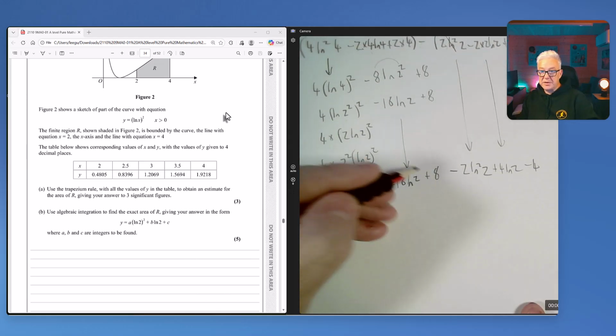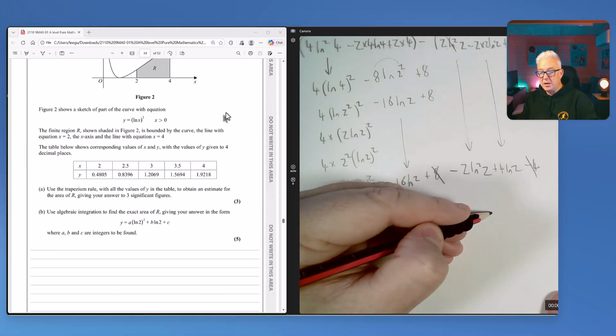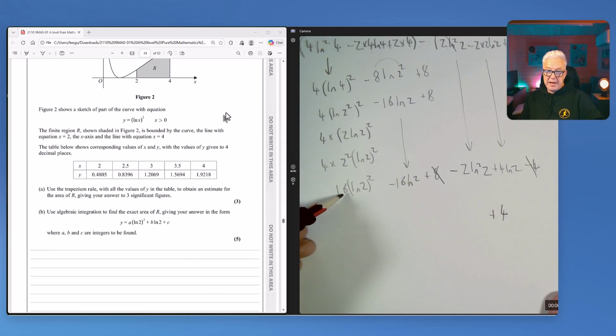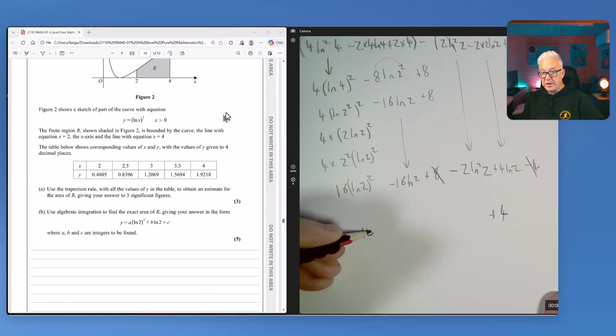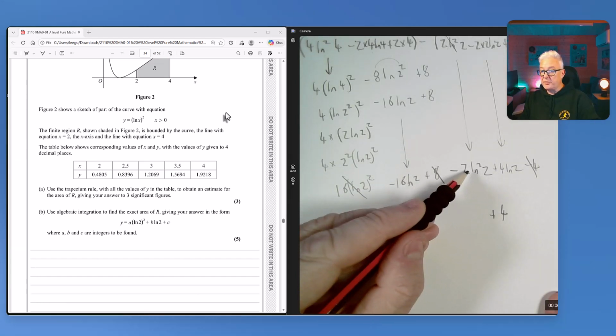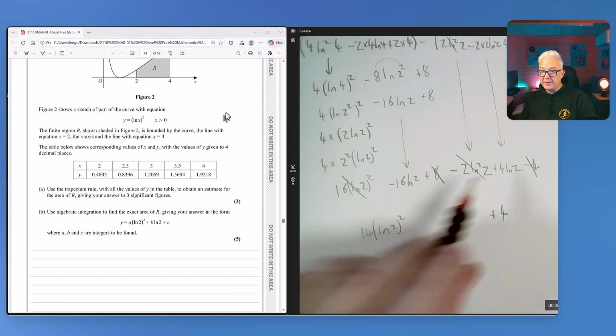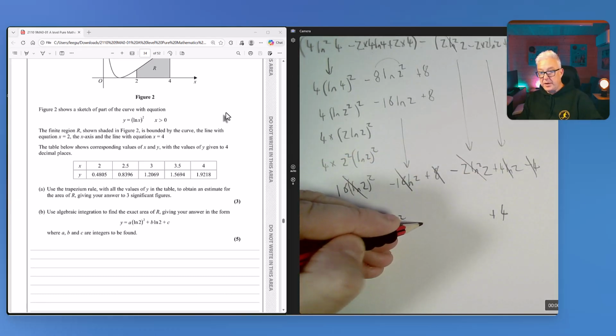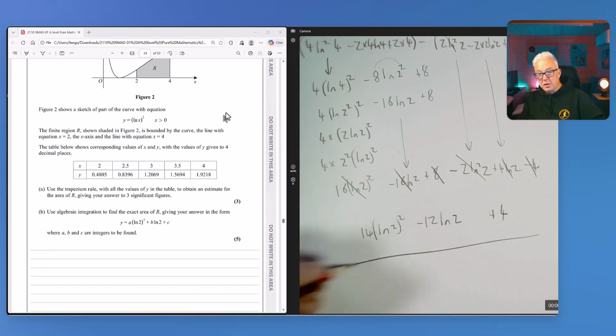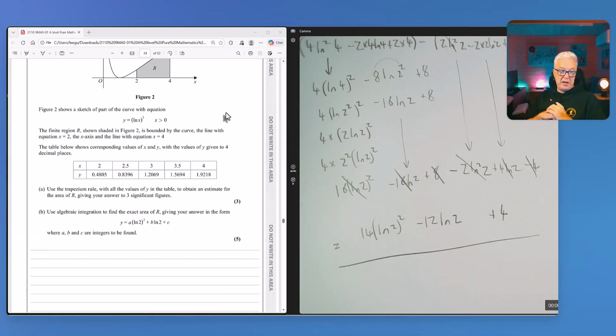So let's collect our like terms now. So plus 8 minus 4 is going to be plus 4. 16 ln2 all squared, take away 2 ln2 all squared is going to be 14. So 16 take away 2 is going to be 14 of ln2 all squared. Because remember, ln² 2 is another way of writing ln2 squared. So I've got plus 14 there. And then what have we got here? Minus 16 ln2 add 4 is going to be minus 12. So that is going to be minus 12 ln2. And there we go. That is our final answer. 14 ln2 all squared minus 12 ln2 plus 4.